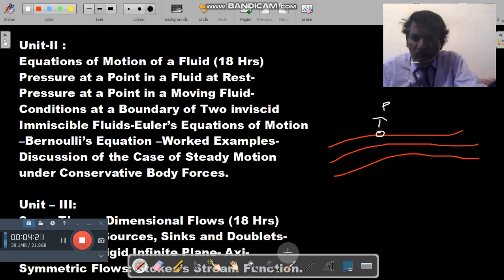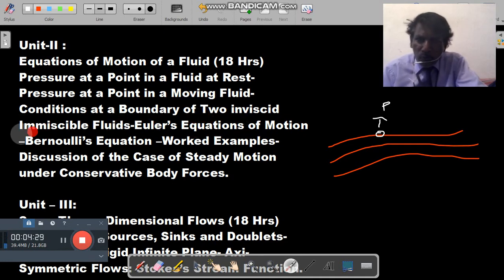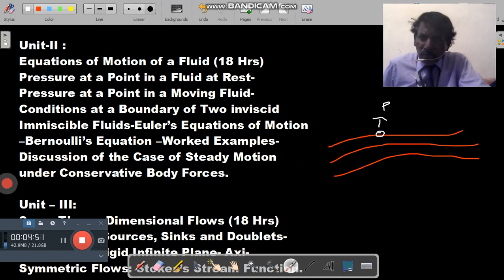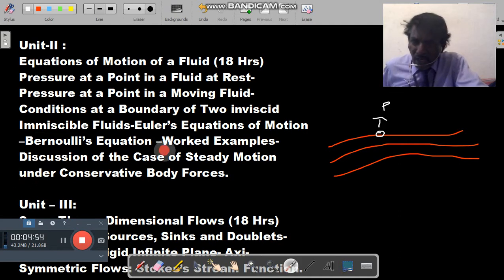Next, the fluid condition at a boundary of two immiscible fluids, Euler's equation of motion, that's very important, and Bernoulli's equation. Worked out examples, a lot of examples we are going to take and discuss. Then we are going to study the discussion of the case of steady motion under conservative body forces.